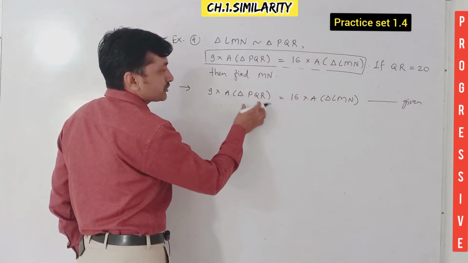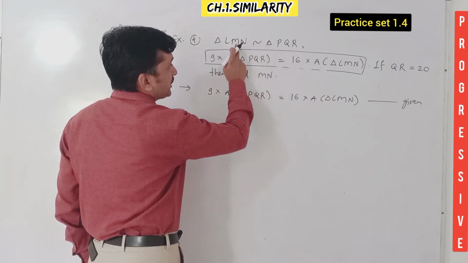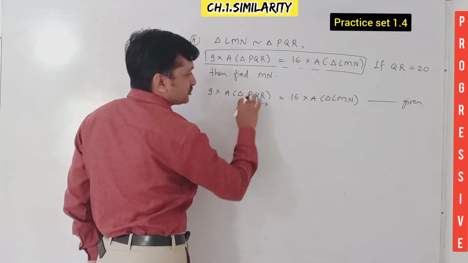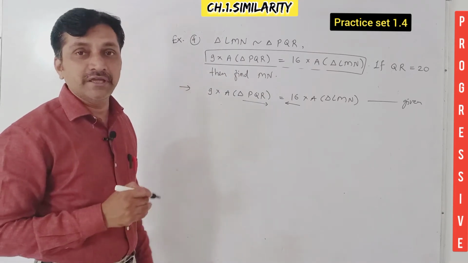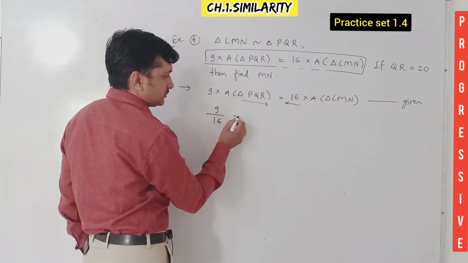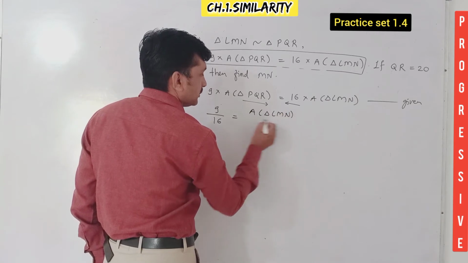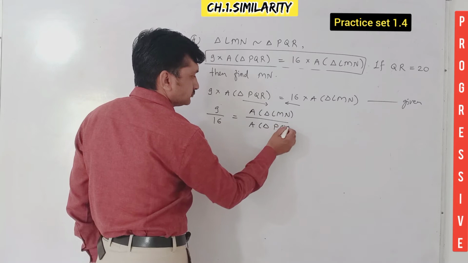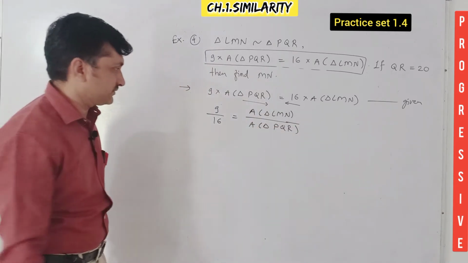Now convert this into the ratio of areas, and the triangles are LMN and PQR. LMN is first, that's why we want LMN upon PQR. Transfer this PQR there and bring 16 here. Then we get the ratio of areas of two triangles. Therefore 9 upon 16, we brought 16 here, is equal to area of triangle LMN upon, and send this there, area of triangle PQR. Now we got the ratio of areas of two triangles.